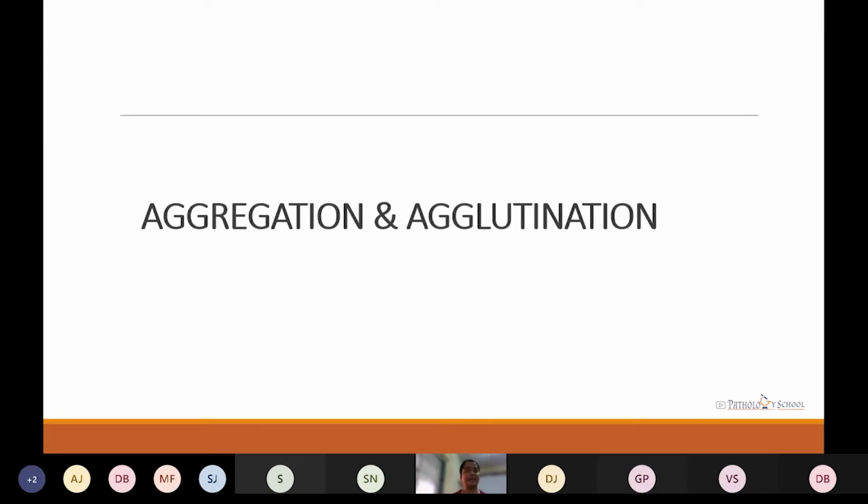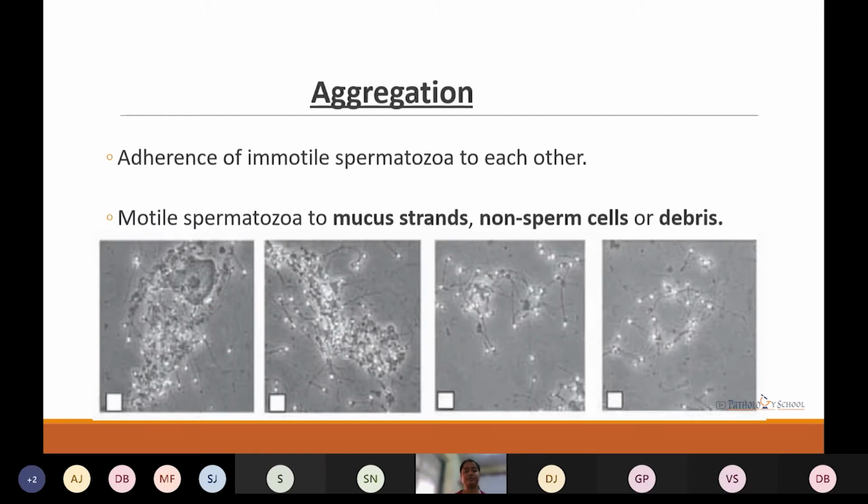Now, let's begin with aggregation and agglutination. So what do we mean by aggregation? It's basically the adherence of immotile spermatozoa to each other, or motile spermatozoa to either mucus strands or debris or non-sperm cells, as you can see in the picture. In the first picture, you can see that all the spermatozoa are clumped together, and in the central area there is debris. In the second picture, you can see that there are some mucus strands present. In the third and the fourth picture, all these immotile spermatozoa are stuck to each other.